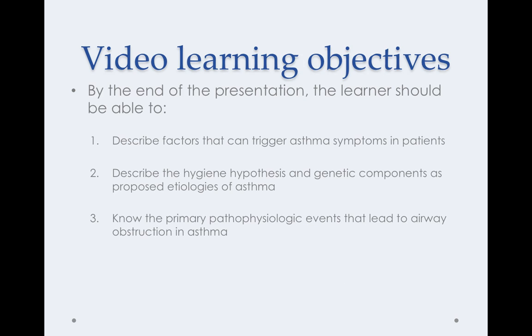By the end of the presentation, the learner should be able to describe the factors that can trigger asthma symptoms in patients, describe the hygiene hypothesis and genetic components as proposed etiologies of asthma, and know the primary pathophysiologic events that lead to airway obstruction in asthma.